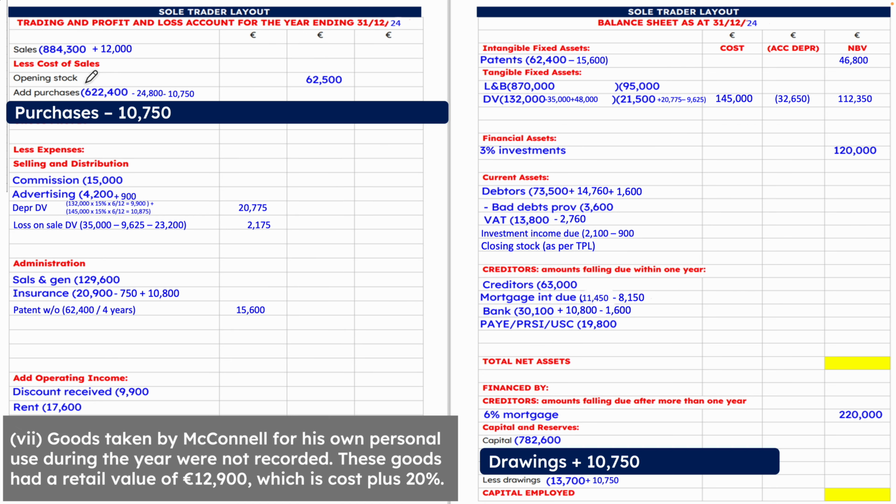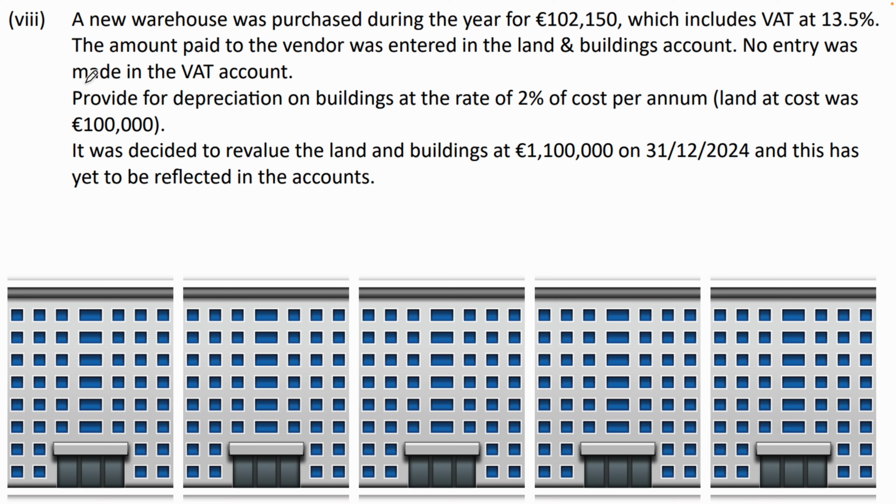Okay, so what we're going to do here, we are going to take the 10,750 away from purchases and we are going to add it to drawings. So we are crediting the purchases account, minusing it, and we are debiting drawings. So when we take goods from the business, we debit drawings, so DD, debit drawings, and then we credit the purchases, which means we minus from the purchases. So that is a nice and easy adjustment. But again, some students put it into closing stock. There's no need for it to go into closing stock at all. So just bear that in mind the next time you see that.